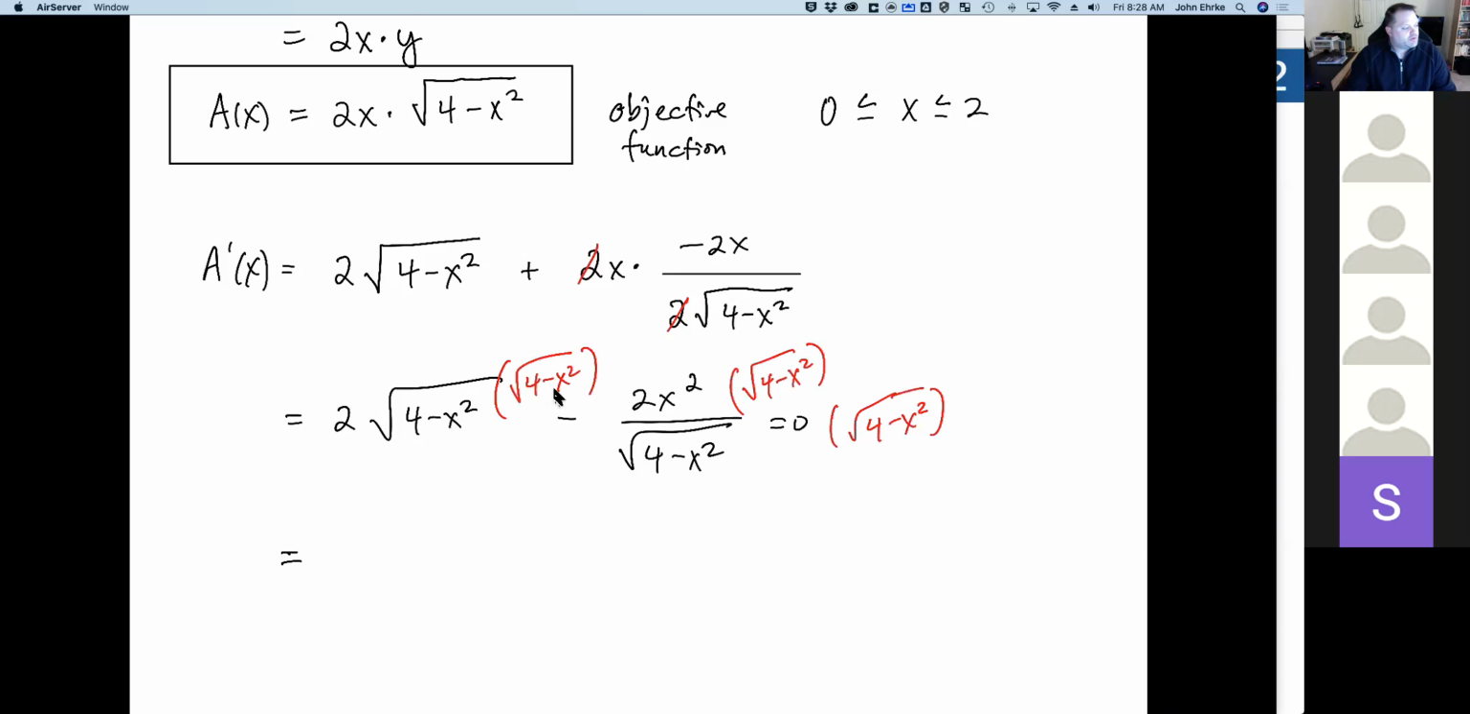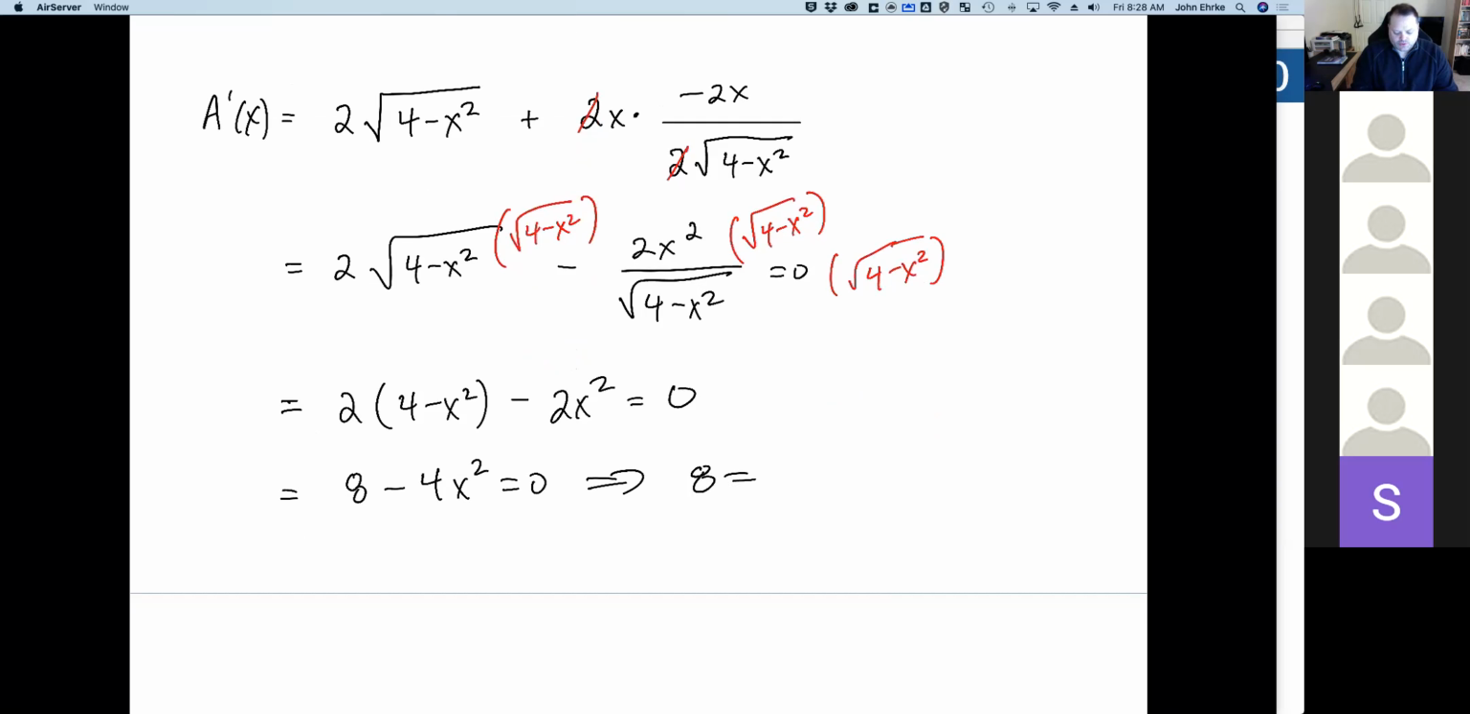A square root times a square root cancels the square root, so you're left with 4 minus x squared. And then here, when you multiply by the square root, those cancel, so you're left with minus 2x squared. And 0 times the square root is just 0. So if you multiply through by that square root, this ends up looking very nice. So you get 8 minus 4x squared is 0.